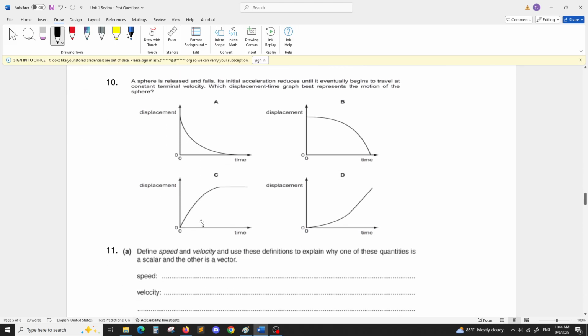A sphere is released and falls. Its initial acceleration reduces until it eventually begins to travel at a constant terminal velocity. What does the displacement time graph best represent? So terminal velocity is when you're falling, your velocity becomes constant. So then, since our velocity is constant, we can conclude that the slope, the gradient, of our displacement graph is a line.